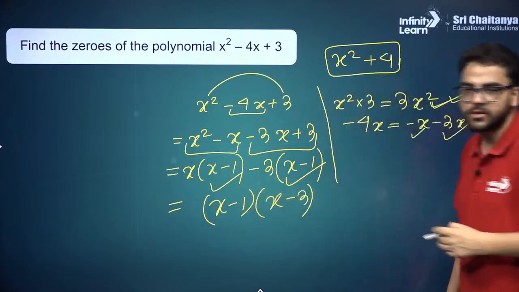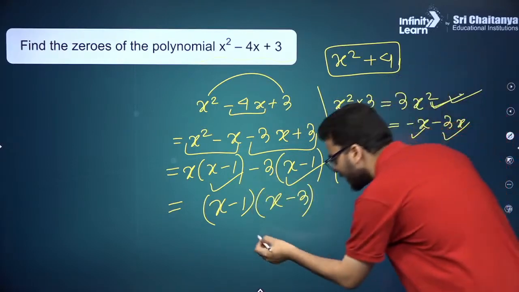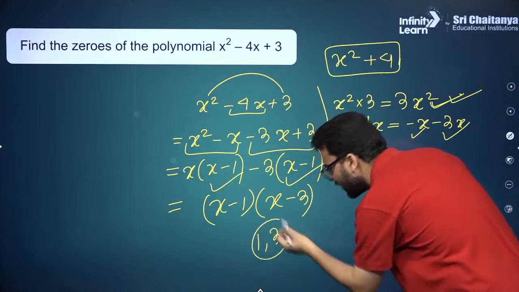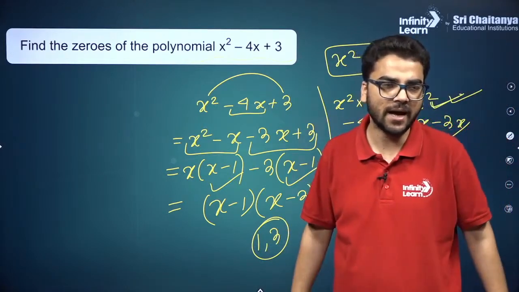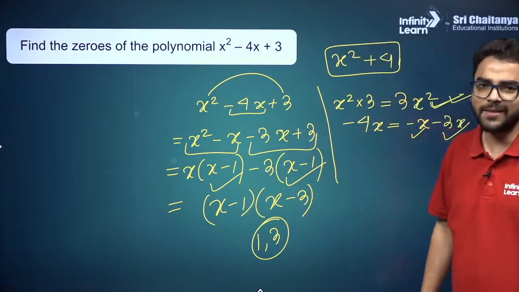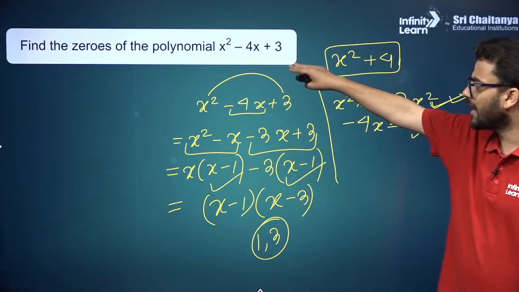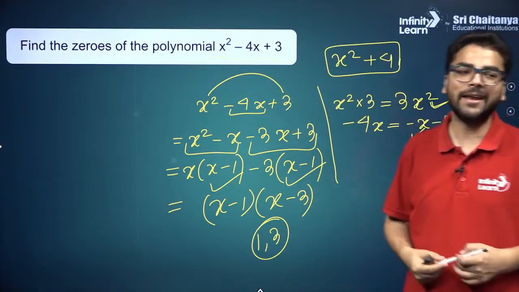So what are the zeros of this quadratic polynomial, guys? You can directly see they are 1 and 3. So 1 and 3 are the zeros of this quadratic polynomial. You people must have done some mistake. I hope it is clear. 1 and 3, they are the zeros of this quadratic polynomial x square minus 4x plus 3. Any doubt in this question?